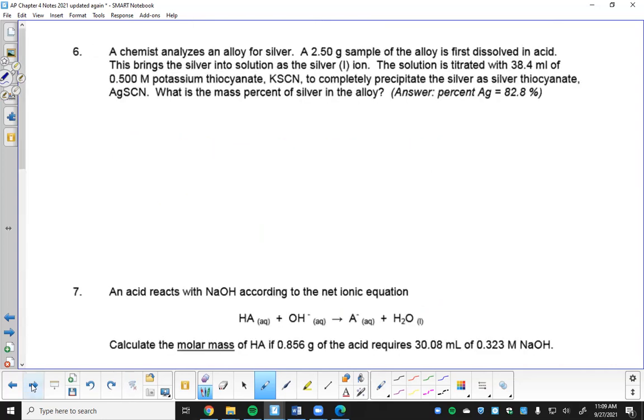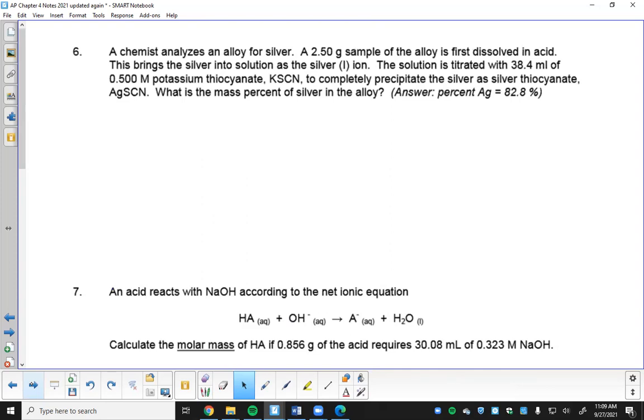Let's take a look at one more. I'm going to do six with you, and then I'm going to have you do 7 and 8 on your own because those are easily approachable without any guidance. But number six has a lot of little wordiness in it, and people have a hard time figuring out how to set it up sometimes.